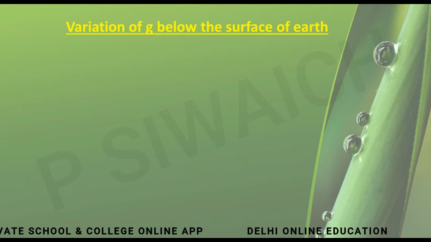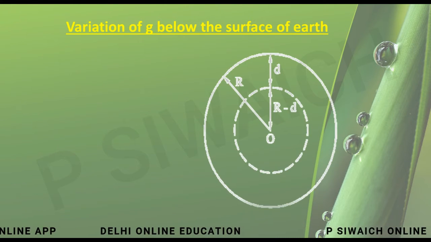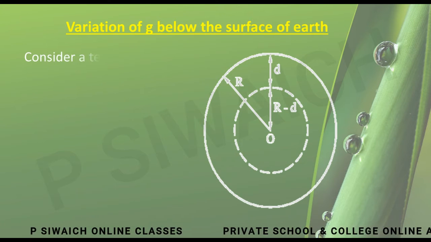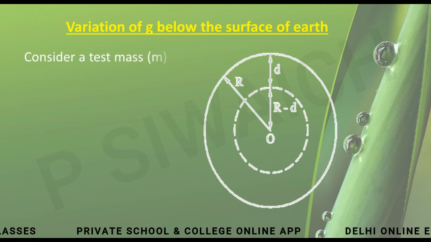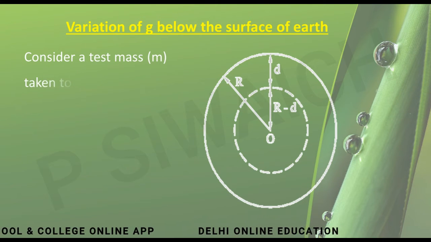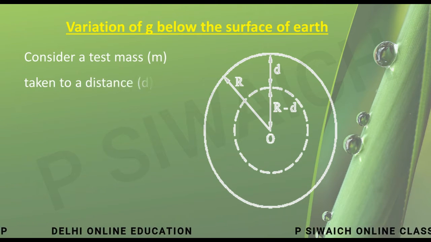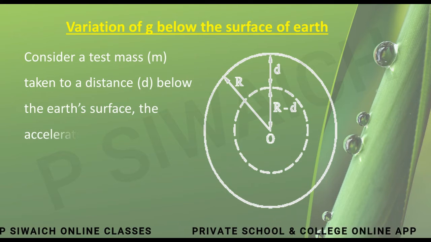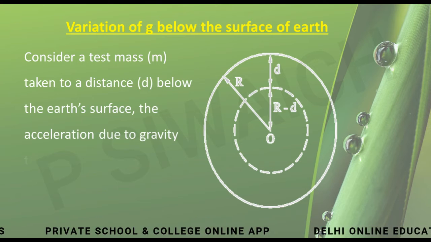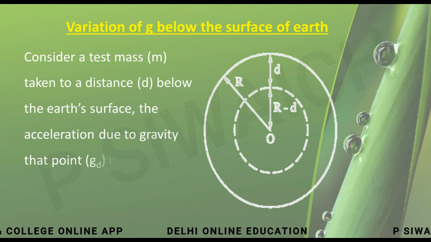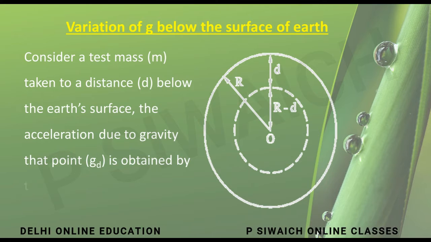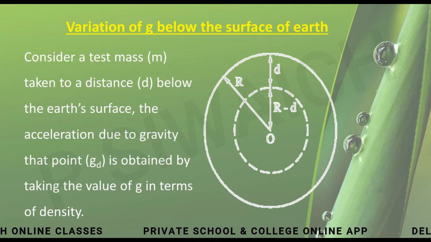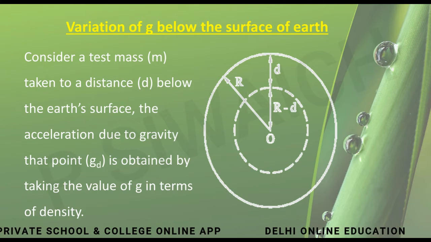Variation of g below the surface of Earth. You can see in the diagram how we are finding the variation of gravity below the surface of Earth. Consider a test mass m taken to a distance d below the Earth's surface. The acceleration due to gravity at that point, g_d, is obtained by taking the value of g in terms of density.